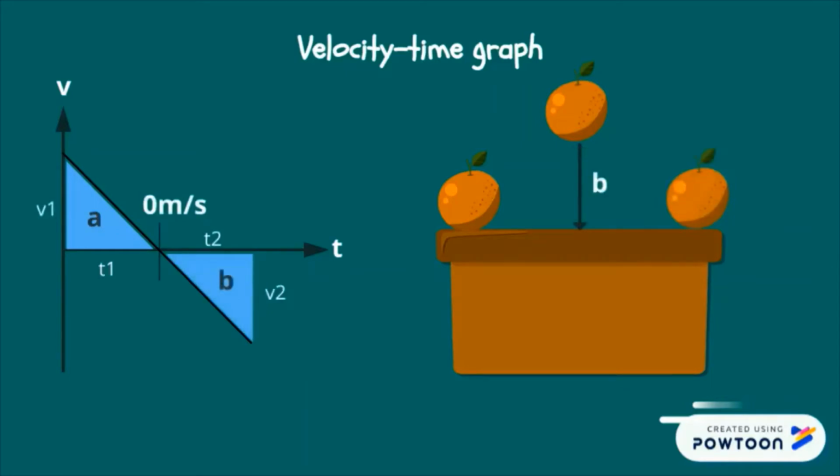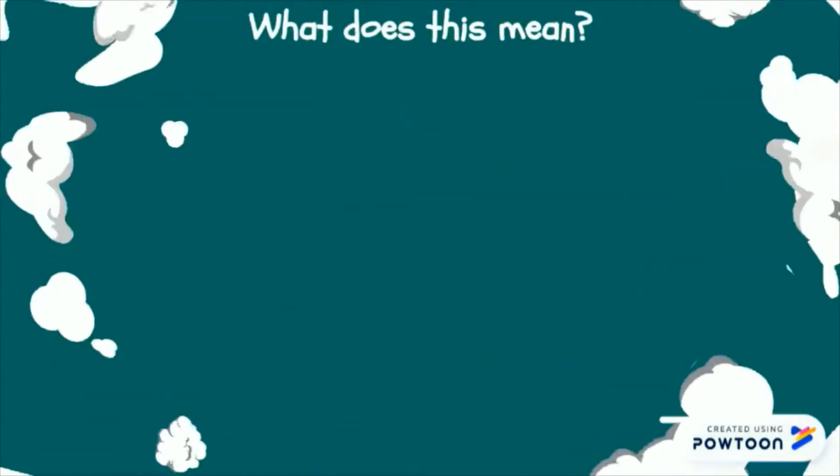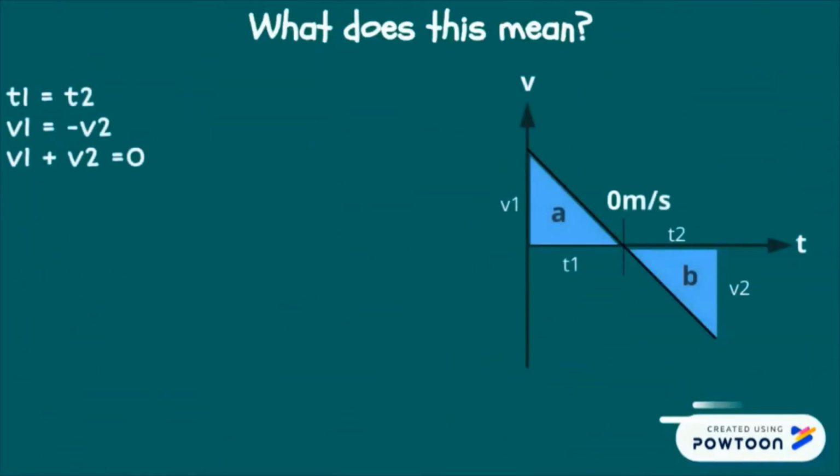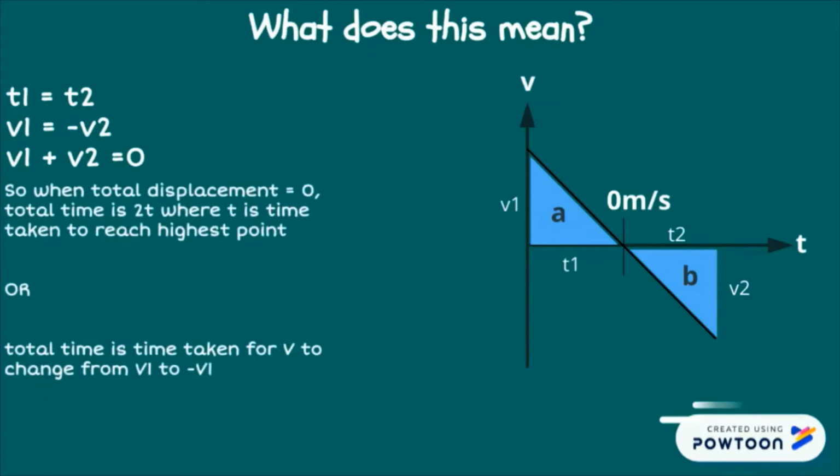And since the orange's total vertical displacement is zero, that would mean that A plus B equals 0, which also means that A equals negative B. So, what does this all mean? Since A and B are similar triangles as they are equal in magnitude but opposite in direction, we can conclude that the total time is 2t, where t refers to the time taken for the object to reach its highest point. Another conclusion that we can make is that v1 equals negative v2.